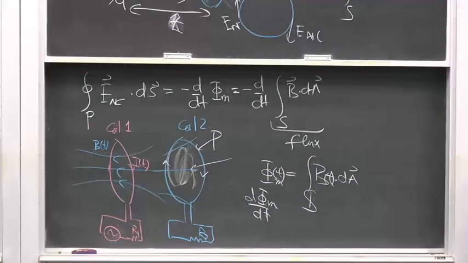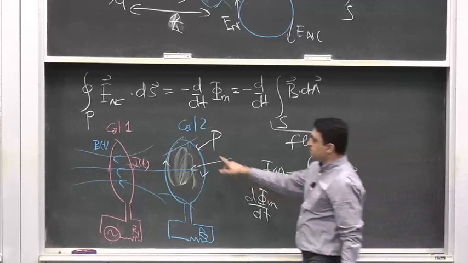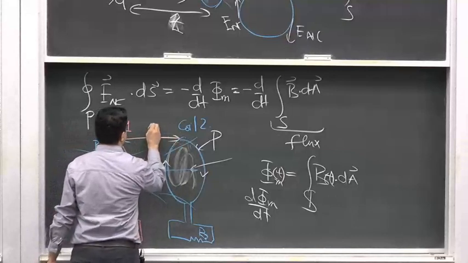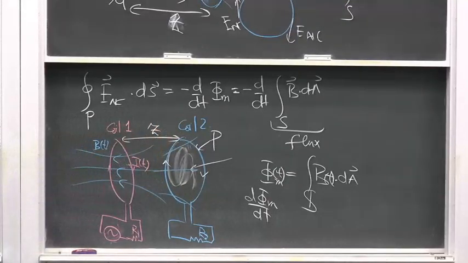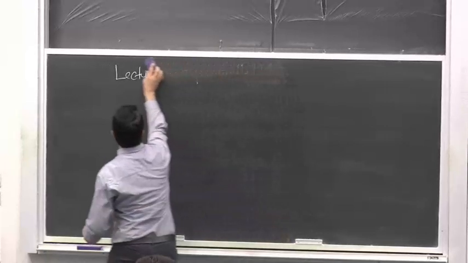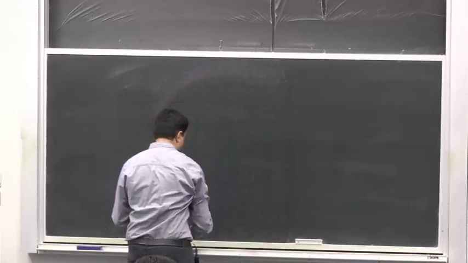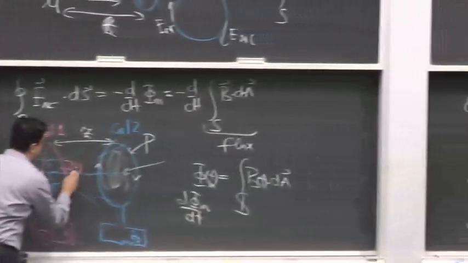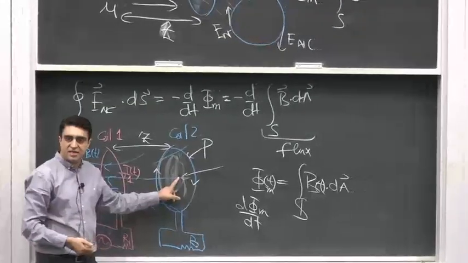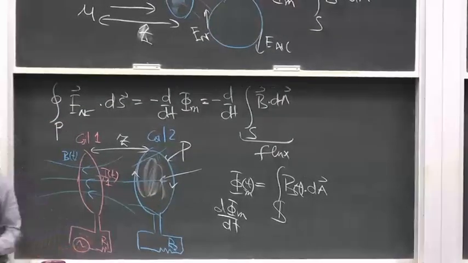So let's try to find out what would be the induced EMF in this case. Let's say this distance is z. You have a current carrying loop, carrying a certain current I1. What would be the magnetic field due to a current carrying loop along its axis at a certain distance d? We already know this problem.